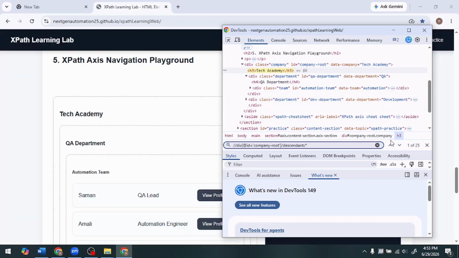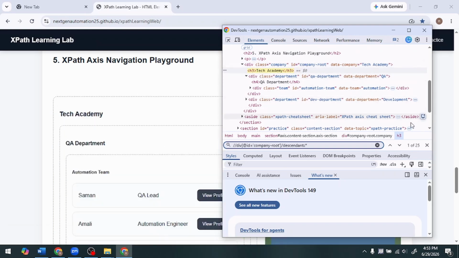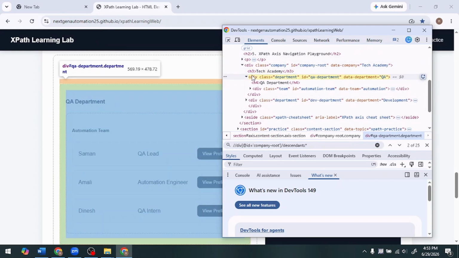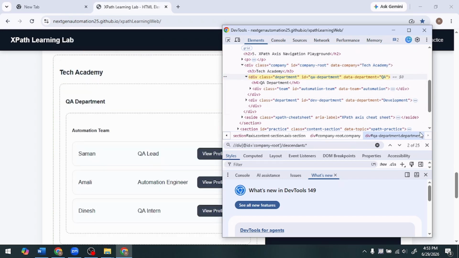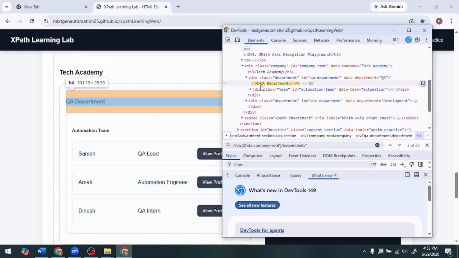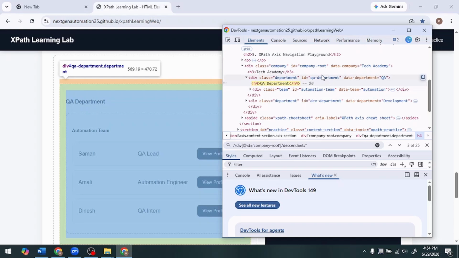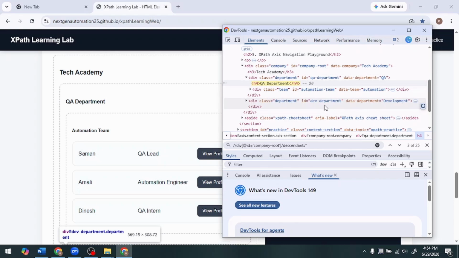In here this is 1 of 25, which is id company root. It is a child of id company root. Then this div is also a child of id company root. Both are children. If you navigate to this one, this h4 is not a child but a grandchild, because it's a child of div id qa department. So id qa department comes from the hierarchy of company root, and that hierarchy starts from id company root.